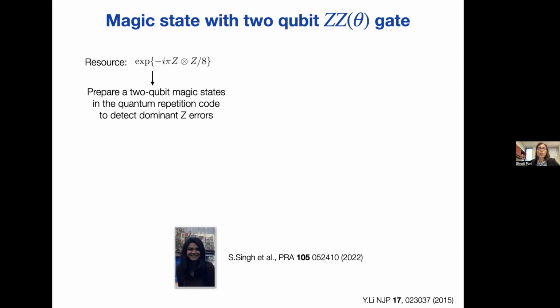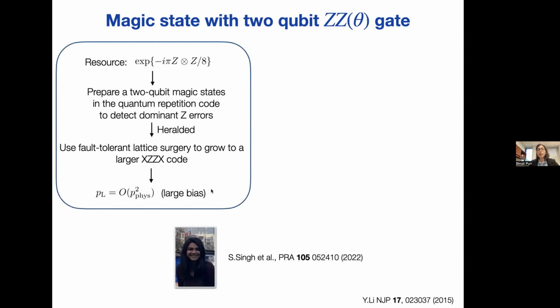We will use this 2-qubit gate to first non-transversally prepare a repetition code, a magic state in a 2-qubit repetition code. This repetition code will correct for Z errors. And then we will grow this repetition code into a larger XZZX surface code by using traditional lattice surgery techniques. So with this protocol, we are able to prepare the raw magic state with a logical error rate which scales quadratically with the physical error rate in your gates. So we're doing quadratically better because we had bias noise. And we were able to do this gate with a high fidelity.